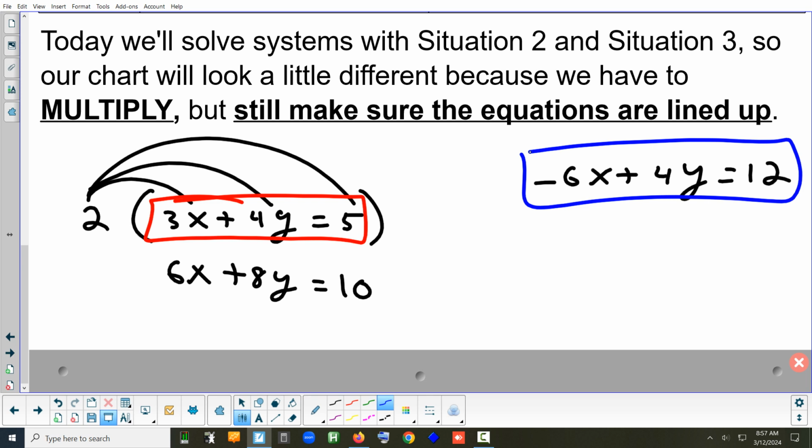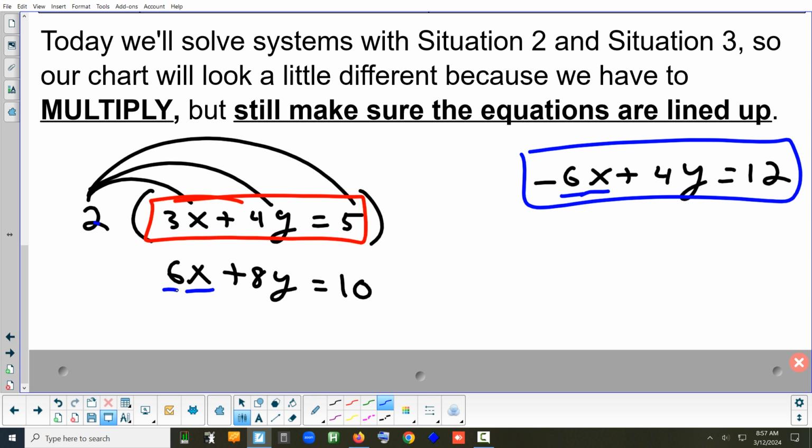But look what happened when I doubled the red one. I have a 6x and a negative 6x. So by doubling this equation, I turned it into the kind of problem we had yesterday. Now I have same letter, same number, opposite sign. One's a negative, one's a positive.